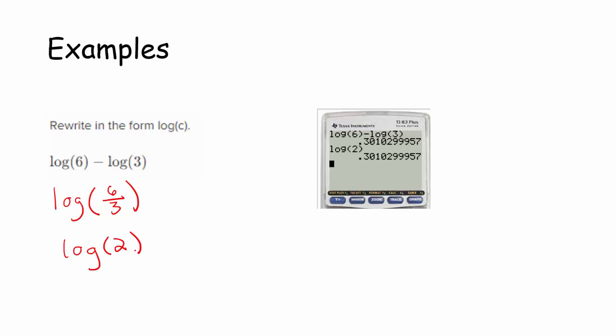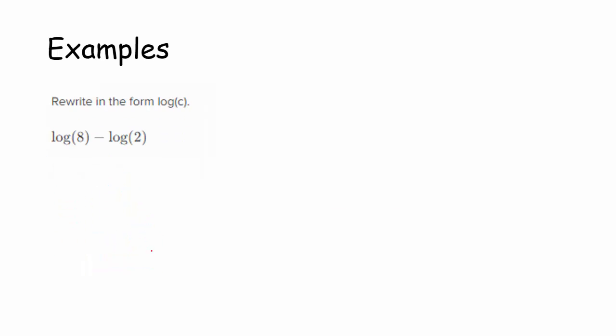base 10 of 2. And I checked this on the calculator. I did log of 6 minus log of 3. And I confirmed it does indeed have the same decimal expansion as log of 2. Those two values are the same. So log of 2, that would be my answer. So these rules are pretty simple to execute. Let's look at a couple more examples.